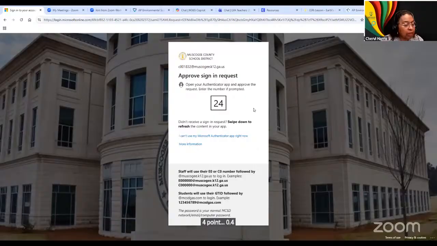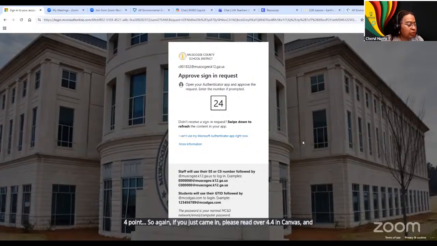So again, if you just came in, please read over 4.4 in Canvas, giving particular attention to the layers of the atmosphere.